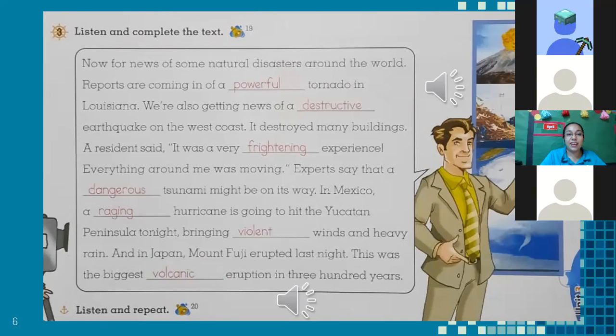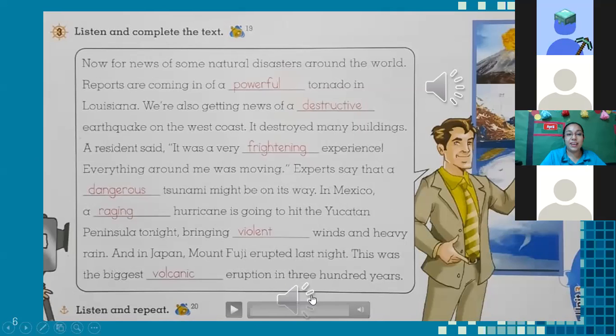Reports are coming in of a powerful tornado in Louisiana. We're also getting news of a destructive earthquake on the West Coast. It destroyed many buildings. A resident said it was a very frightening experience. Everything around me was moving. Experts say that a dangerous tsunami might be on its way. In Mexico, a raging hurricane is going to hit the Yucatan Peninsula tonight, bringing violent winds and heavy rain. And in Japan, Mount Fuji erupted last night. This was the biggest volcanic eruption in 300 years.